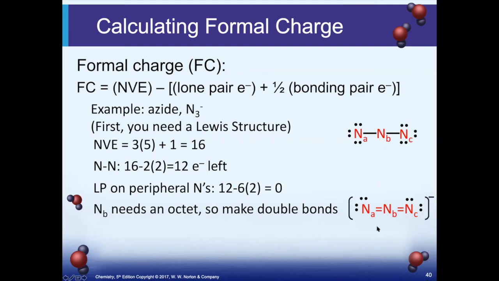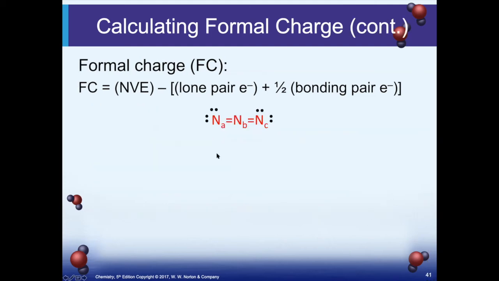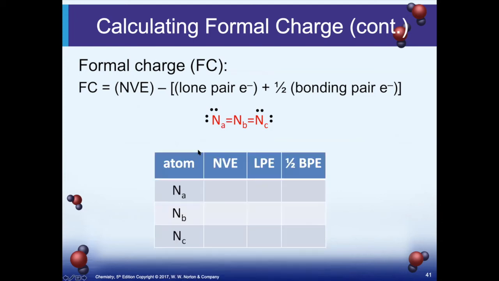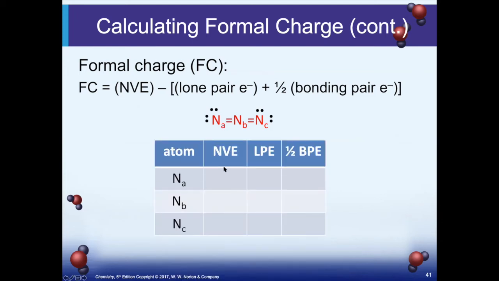All right, this is an ion. Now what we're going to do is apply this equation to each one of these nitrogens. The formal charge for nitrogen A is going to be the number of valence electrons, and nitrogen always has 5 valence electrons. So NVE for nitrogen A is 5. The lone pair electrons, as you can see, are 4: 1, 2, 3, 4. And then 1/2 of the bonding pair electrons is 2. Or like I said, you can just count the number of bonds: 1, 2. There are 2 electrons there, 4 electrons total. 1/2 of 4 is 2.